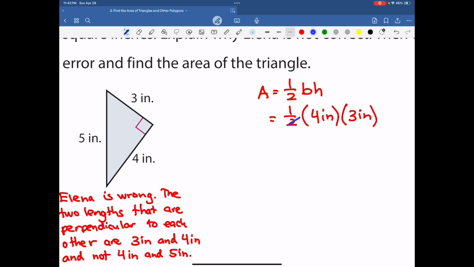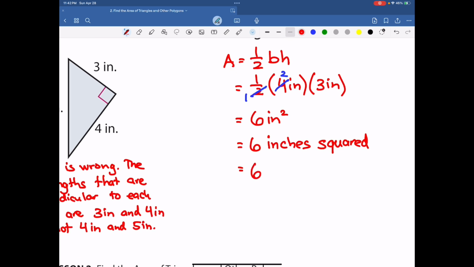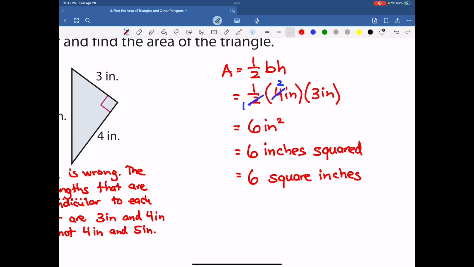We'll simplify, divide by 2, divide by 2. That gives us 1 and 2. So we can see that our final answer is 6 inches squared, or 6 inches squared, if you were asked to spell it out. The third way to say that is 6 square inches. So the area is 6 square inches.